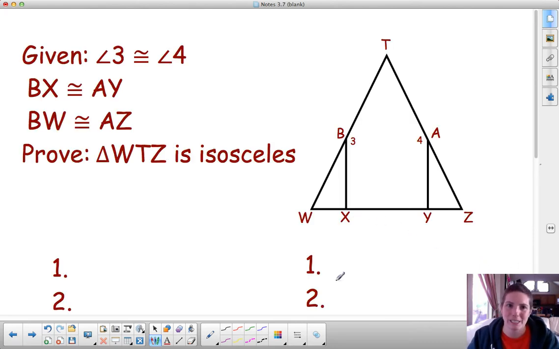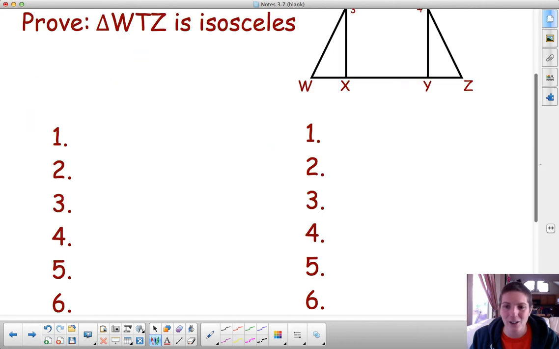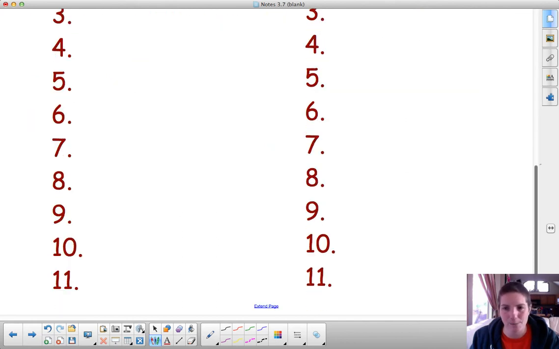I'll give you a moment to write this one down. Given angle 3 is congruent to angle 4, segment BX is congruent to segment AY, segment BW is congruent to segment AZ, prove the triangle WTZ is isosceles. Now my suggestion is that you pause the video and give it a try all on your own, but I will tell you before you do that there should be 12 steps. Be careful, it's either 11 or 12. I'm pretty sure it's 11.